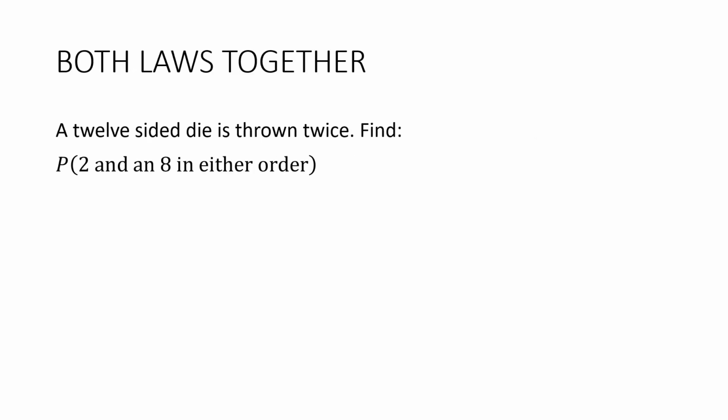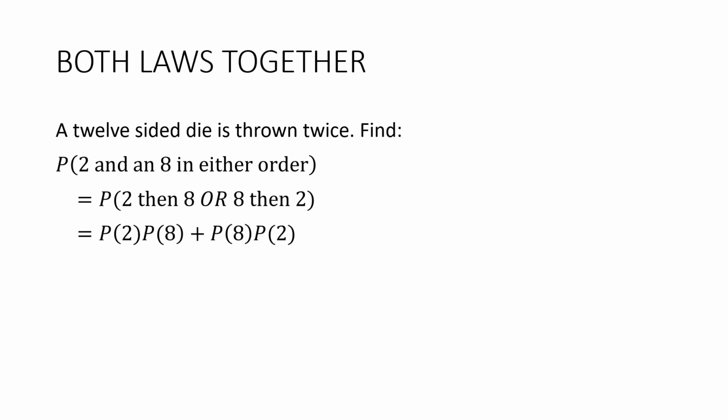Just before we finish, I want to return to this question because it's possible to have both laws together in the same question. A 12-sided die is thrown twice. Find the probability that we get a 2 and an 8 in either order. Remember before, we worked out the probability of a 2 and an 8 and then we doubled it. But we could rewrite it like this: it's the probability that we get a 2, then an 8, or we get an 8, then a 2. And in probability, or means plus. So it's the same as this. Probability of 2 is 1 on 12. Probability of 8 is 1 on 12. And so there's our answer.